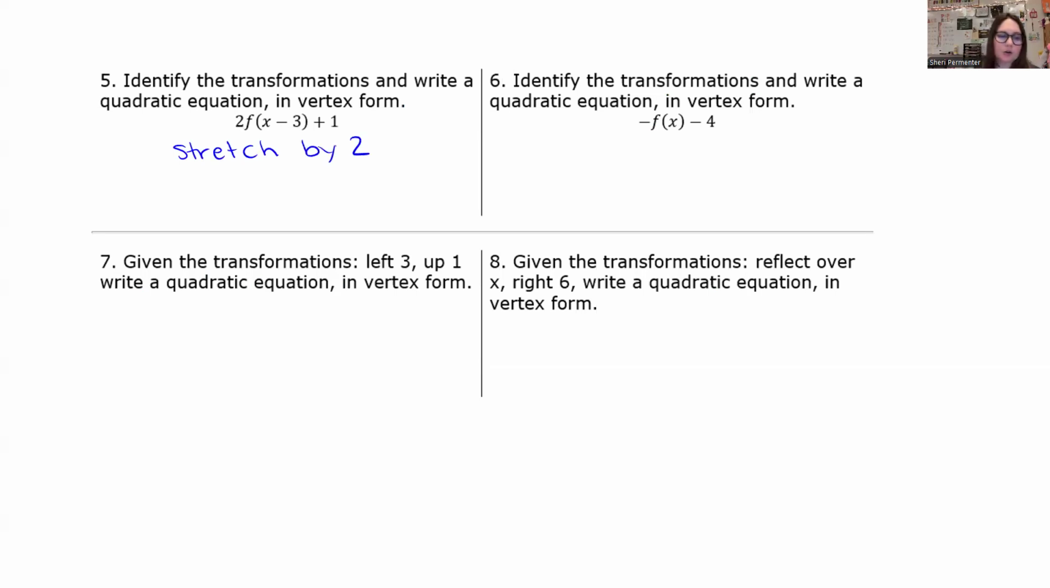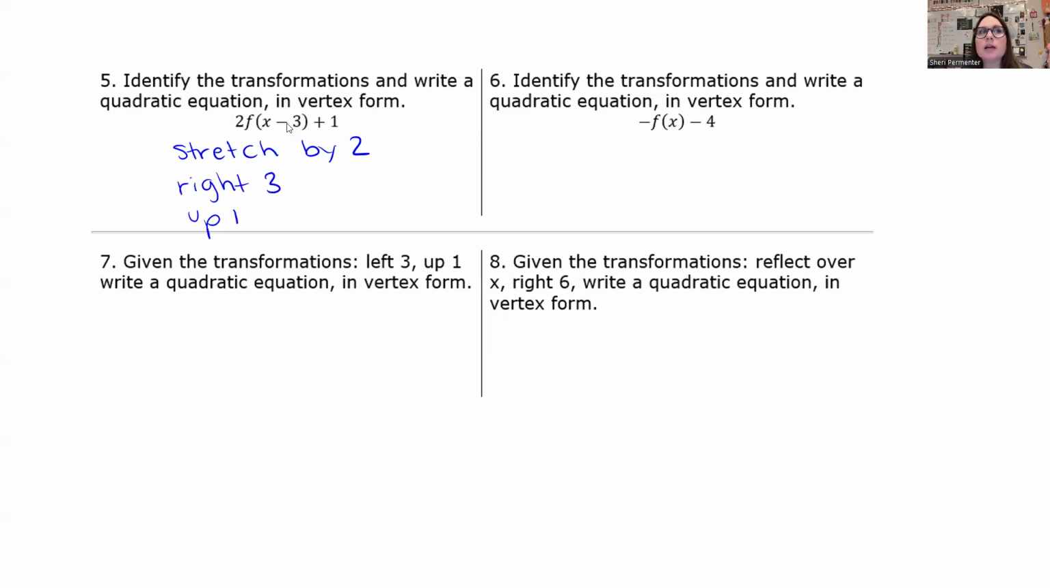Yep, but go fast because I don't want you to miss any of this. The next thing it tells you, this tells you left or right. When it's negative, it actually goes to the right. Right 3. And then this one tells you up 1. And that's it. That's all you're writing. That's it. Opposite.